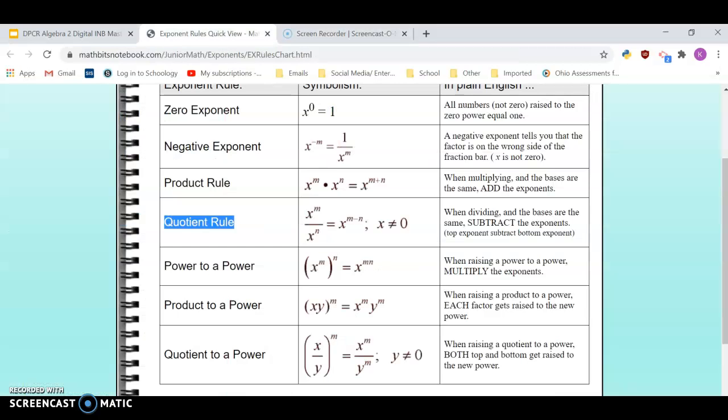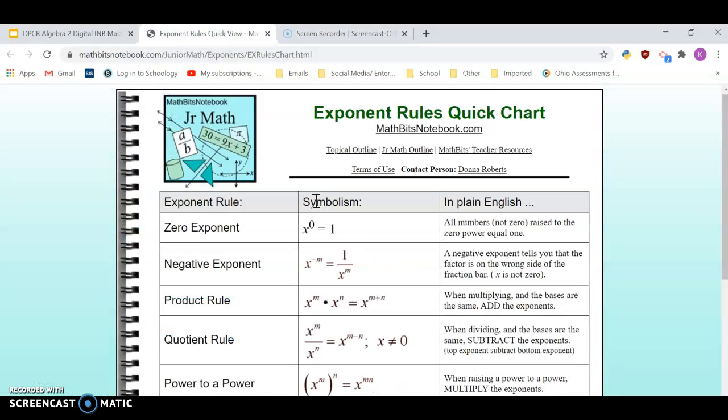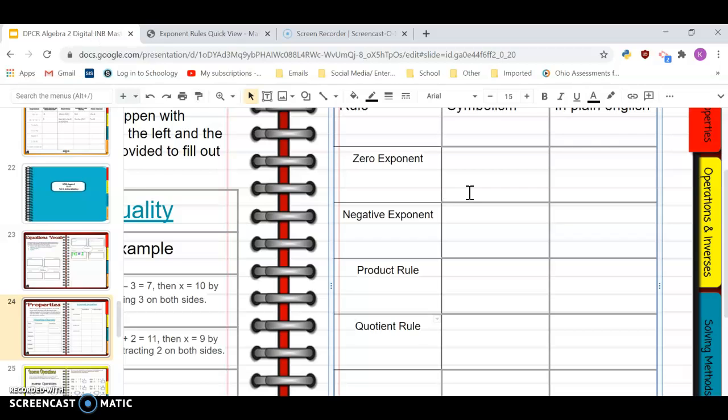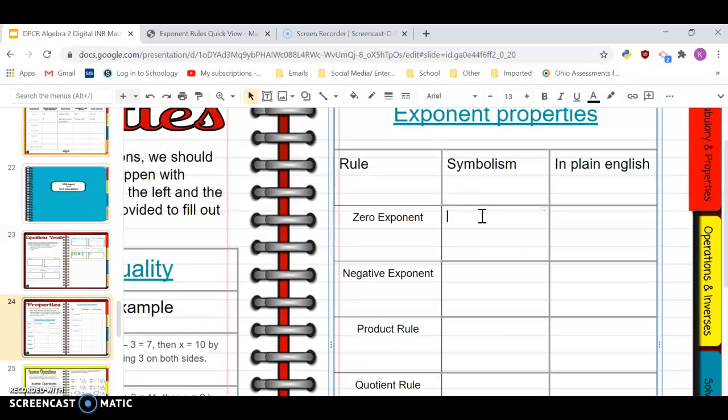Okay. So we are looking at the 0 exponent rule. It gives us a picture where it says x to the 0 equals 1. And what this means in plain English, all numbers, not 0, raised to the 0 power will equal 1. So anything that is taken to the 0 power will be 1. It doesn't matter whether or not it's a variable. It will equal 1 as long as it is not 0.